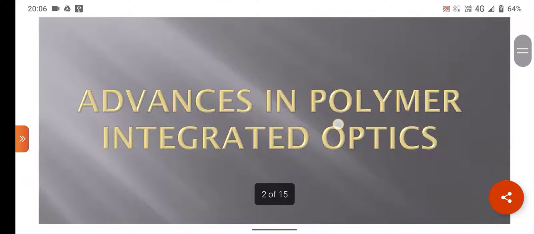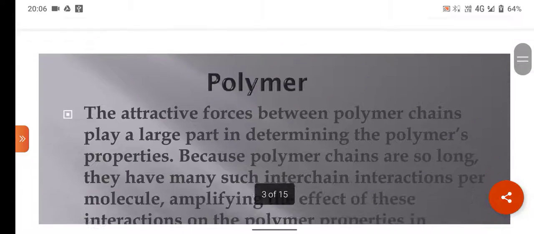Topic is Advances in Polymer Integrated Optics.